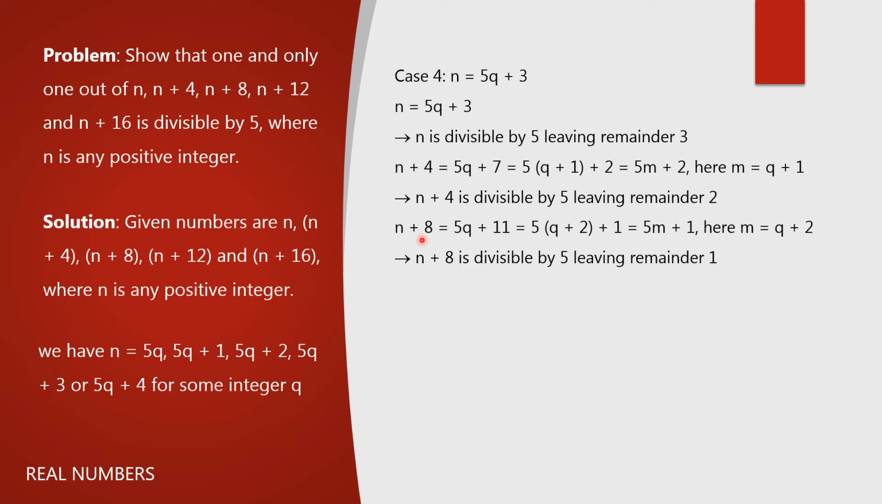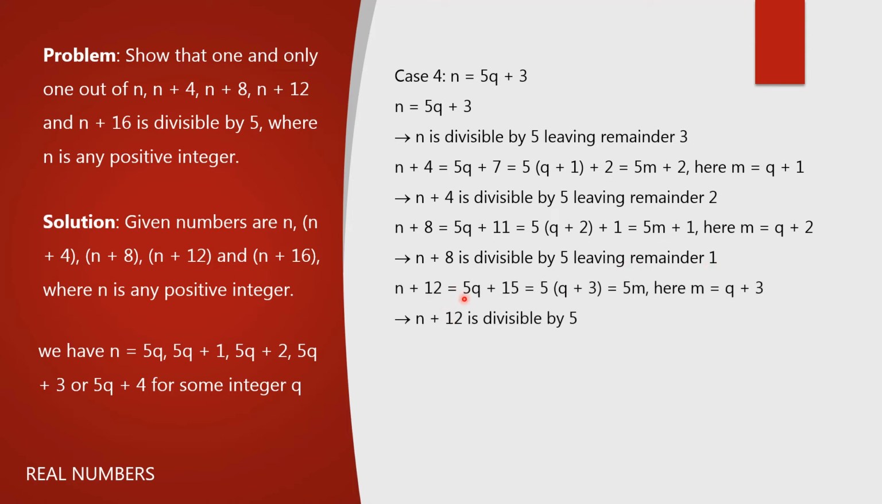Coming to n plus 8. n plus 8 is equal to 5q plus 3 plus 8. That is 5q plus 11. 11 is more than 5. 11 I can write as 10 plus 1. 5q plus 10 plus 1 you will get. From first two terms common 5, 5 into q plus 2 plus 1. That is 5m plus 1, where m is q plus 2. Now I got n plus 8 is equal to 5m plus 1. I can write this as n plus 8 is divisible by 5, leaving remainder 1. That means here remainder 1 is there. That's why n plus 8 is also not divisible by 5.